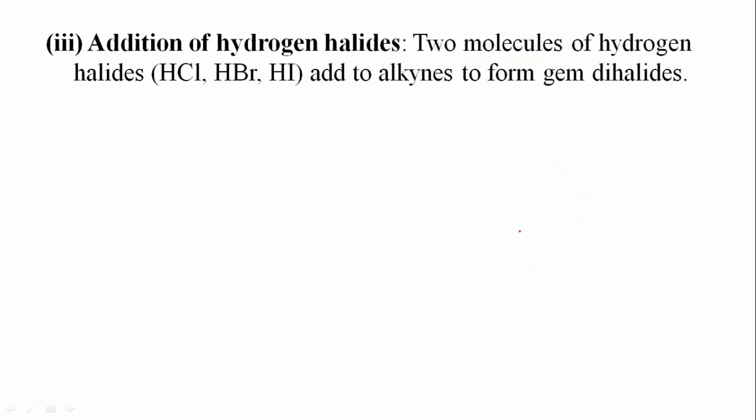Okay, next we will see addition of hydrogen halides. Two molecules of hydrogen halides, it may be HCl, HBr or HI, add to alkynes to form gem dihalides. And that can be understood by taking the example of CH triple bond CH. When HBr is added, it will give CH2 double bond CHBr.